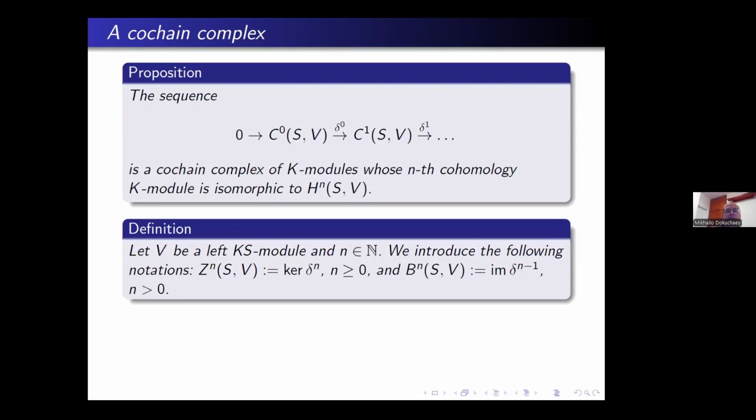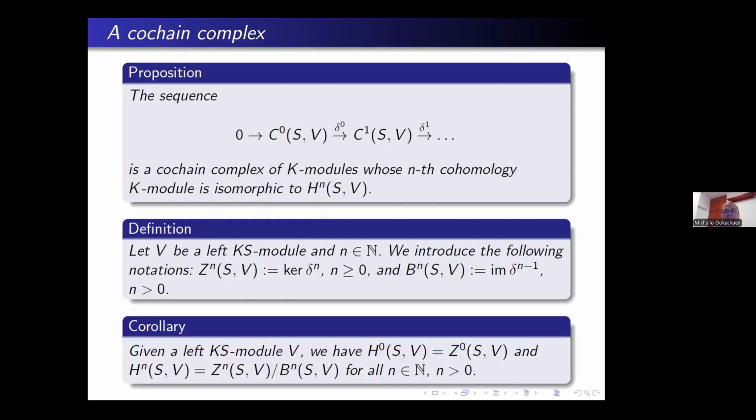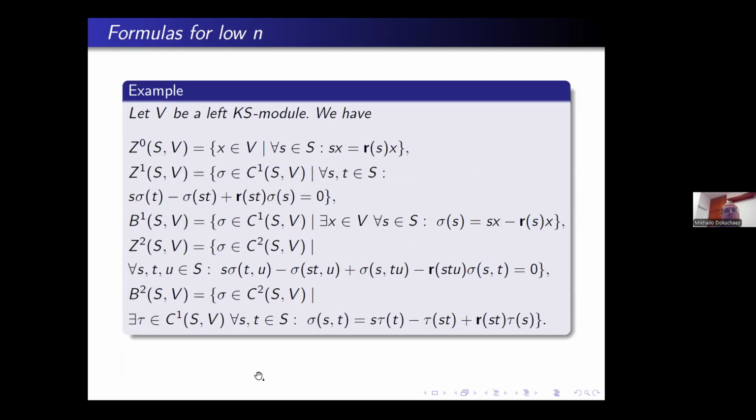Given a left KS module, we naturally define Zn as the kernel of delta n, and Bn as the image of delta n minus 1. And then we are going to have that our zero cohomology group is just Z0, and the nth cohomology is just this quotient of cocycles by boundaries.